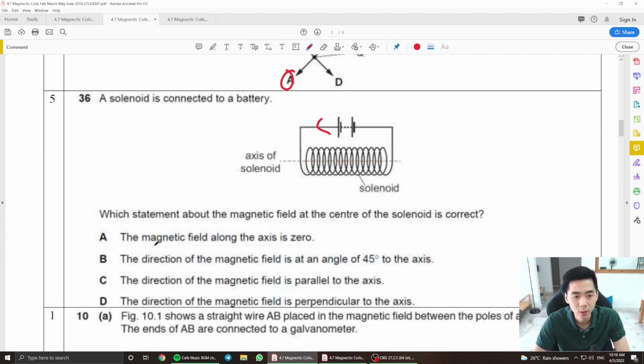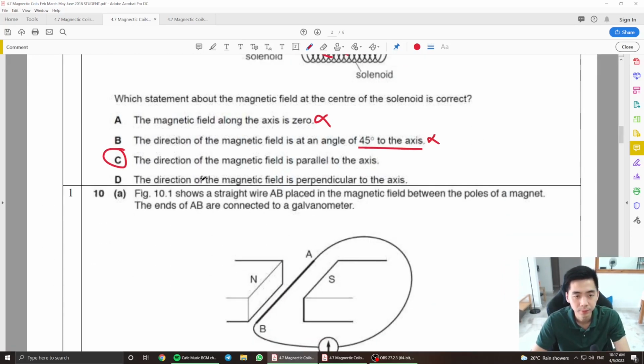So first one, he says that magnetic field along the axis is 0. It's impossible. There will be magnetic field here as well. The direction of the magnetic field is at an angle of 45 degrees. I don't know why this would be correct. The direction of the magnetic field is parallel to the axis. Absolutely true, because the magnetic field should be inside. It actually continues inwards. You can refer to the notes from 4.1 as well, guys.